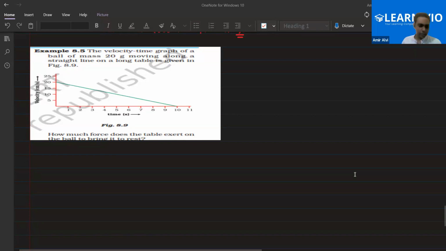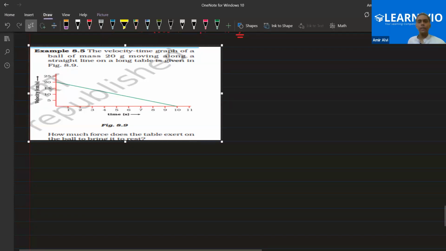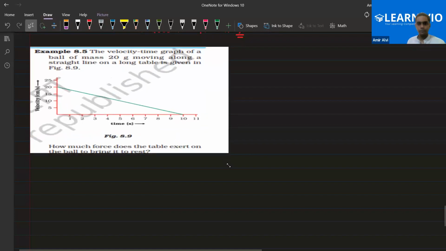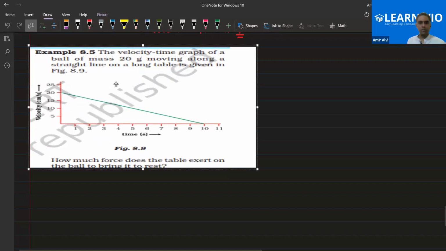Okay. Everyone, please do this question. I'm giving you 2 minutes to solve this question. What is the force required to bring the object to rest? Is this clear to all of you? This picture? Answer me in the chat.